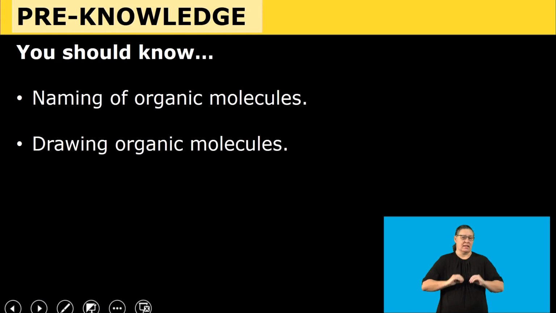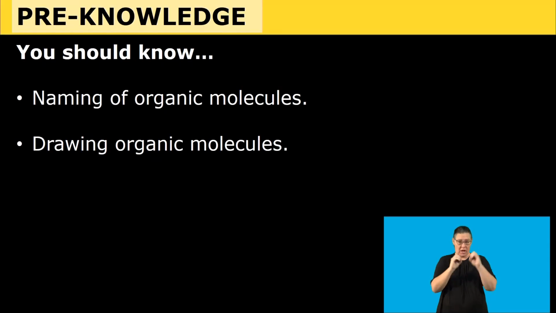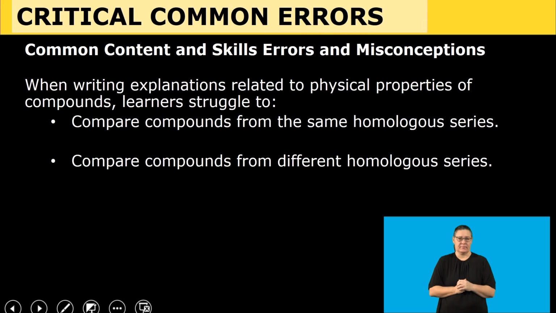So before we start the lesson, this is what I'm hoping that you know by now. You should be able to name the organic molecules using all the rules of naming, through the IUPAC naming system. You also need to be able to draw those organic molecules that you have named. So you need to be able to draw and then name the organic molecules using the IUPAC naming system.